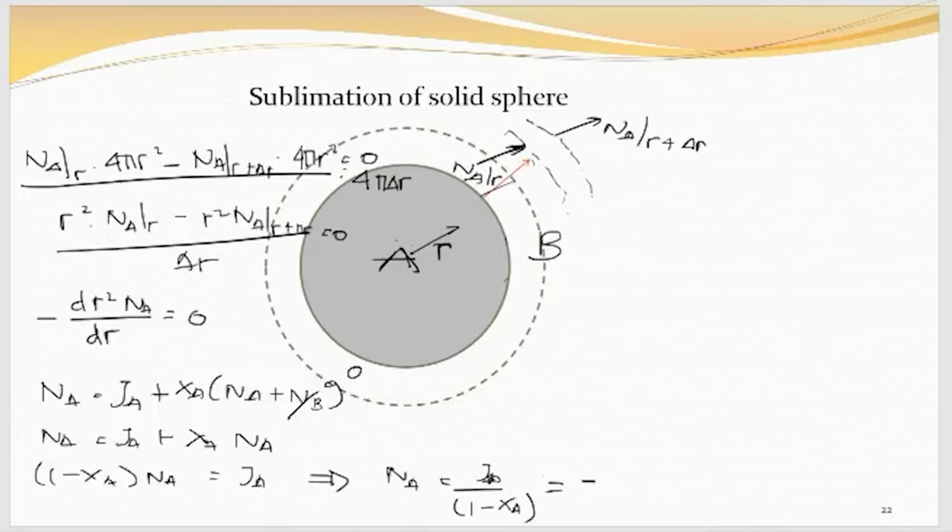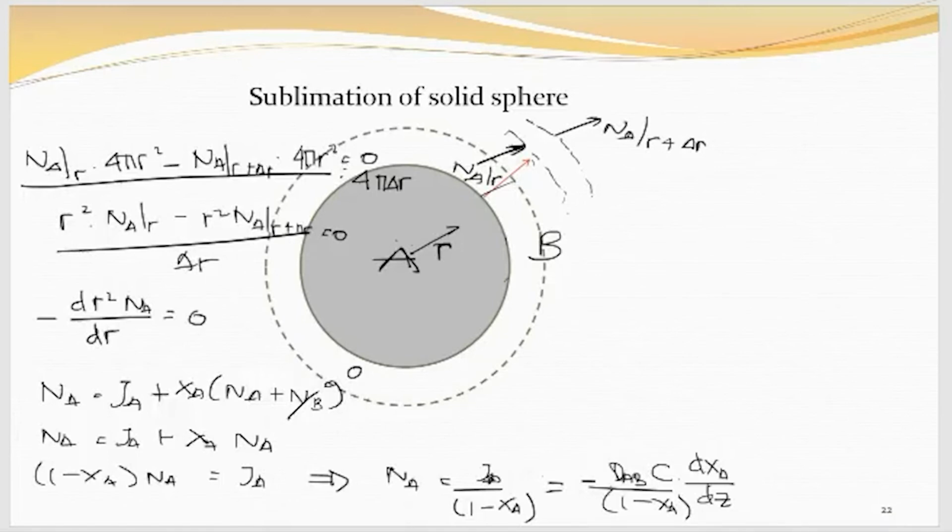minus DAB C, what else? dxa over dz, right? Divided by 1 minus xa. Correct?